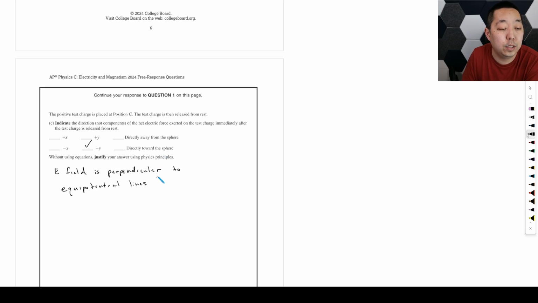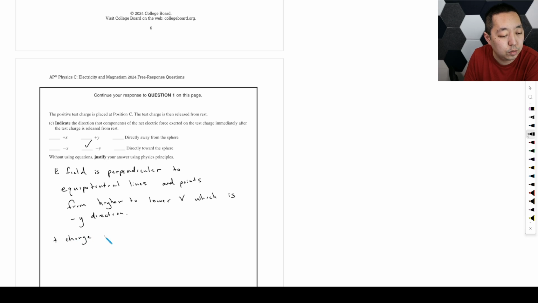It is perpendicular to equipotential lines and points from higher to lower potential, which is downward, which is the negative y direction. And then the last is a positive charge would feel a force in the same direction as the E field. If it was a negative charge, it would be in the opposite direction of the E field. Okay.